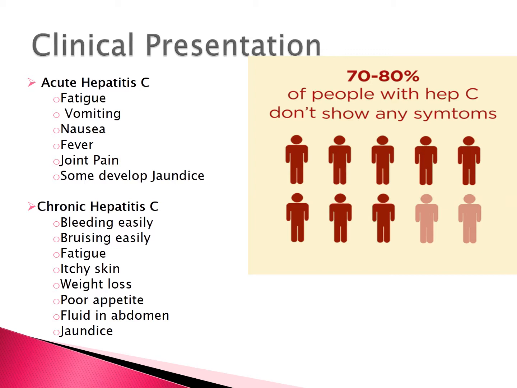Some symptoms for acute hepatitis C are fatigue, vomiting, nausea, fever, joint pain, and some will develop jaundice. Some symptoms for chronic hepatitis C are bleeding easily, bruising easily, fatigue, itchy skin, weight loss, poor appetite, fluid in abdomen, and others with chronic hepatitis C can also develop jaundice.